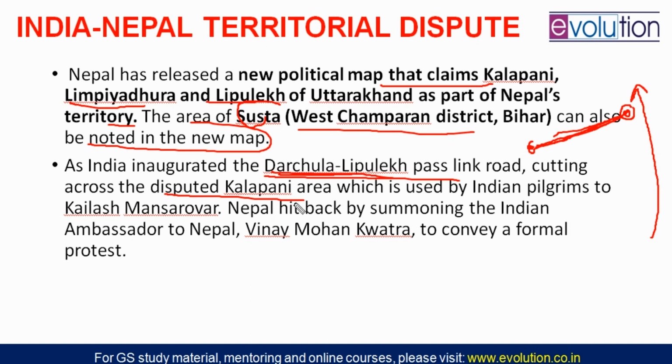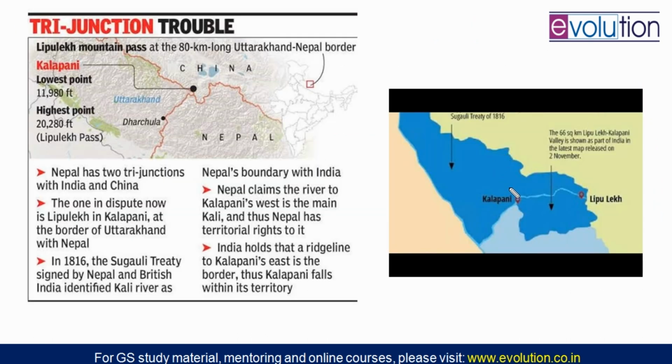You are not taking our permission also. India is saying that no, this is an internal matter. Lipulekh belongs to us, Gunji belongs to us, so we are constructing a road, not a problem. The thing is that by creating this road, India will also have easy access to China in case any military conflict arises. Here also you can see the map.